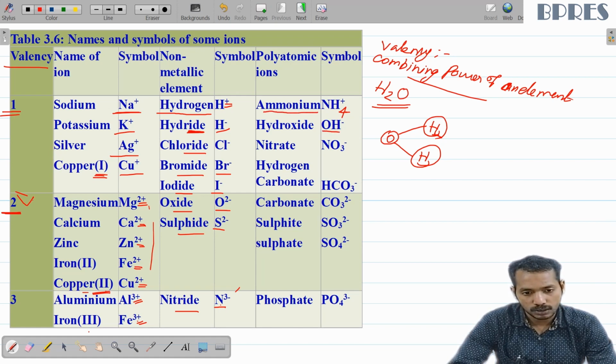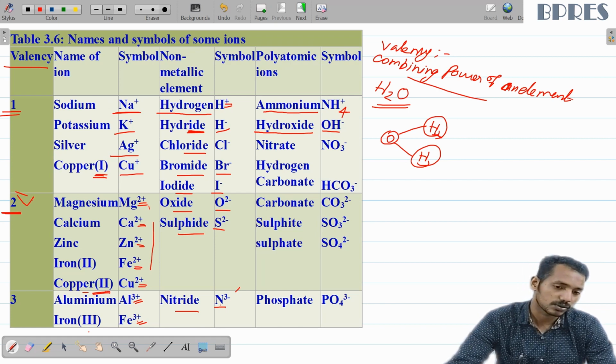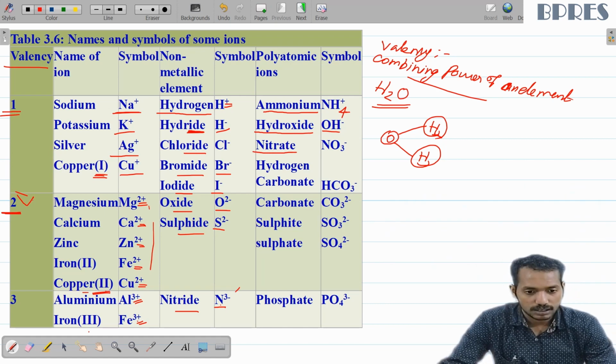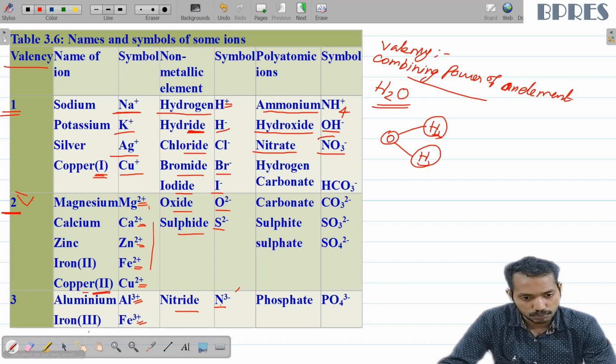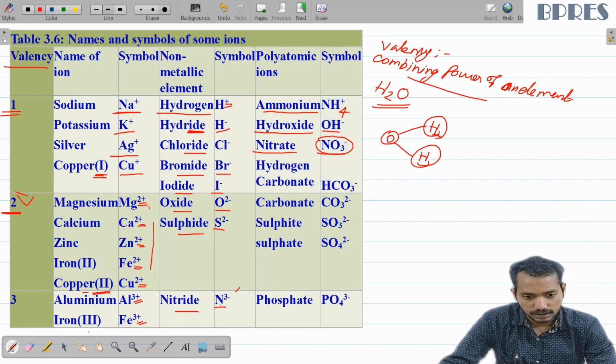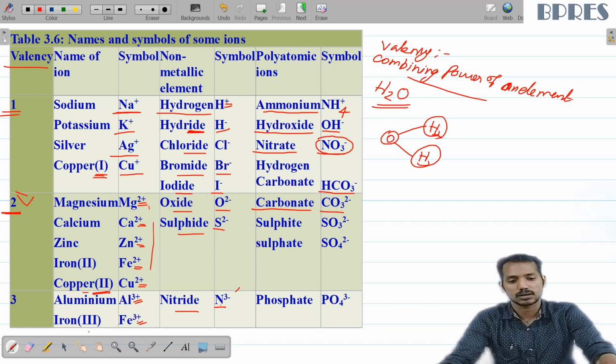Similarly, OH we will call hydroxide, hydrogen and oxide. Together, we will call it hydroxide. In case of nitrate, NO3 together, which consists of 3 oxygen atoms and 1 nitrogen atom. So this group of atoms, this polyatomic ion, we will call nitrate. Then hydrogen carbonate, that is HCO3. One more is carbonate, that will be only CO3. If hydrogen is also included, that will become hydrogen carbonate.